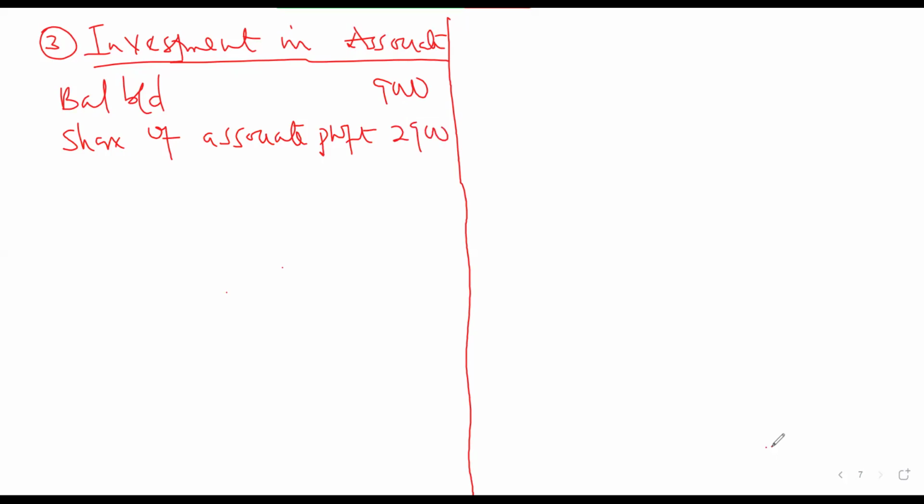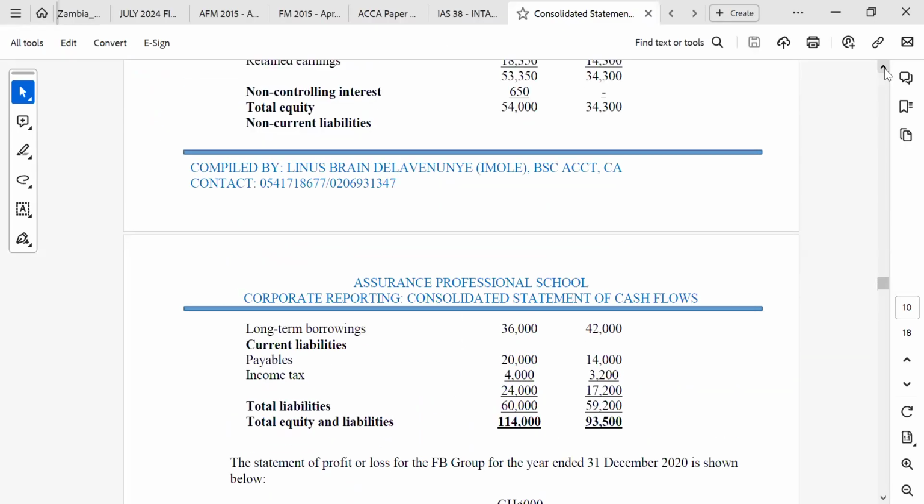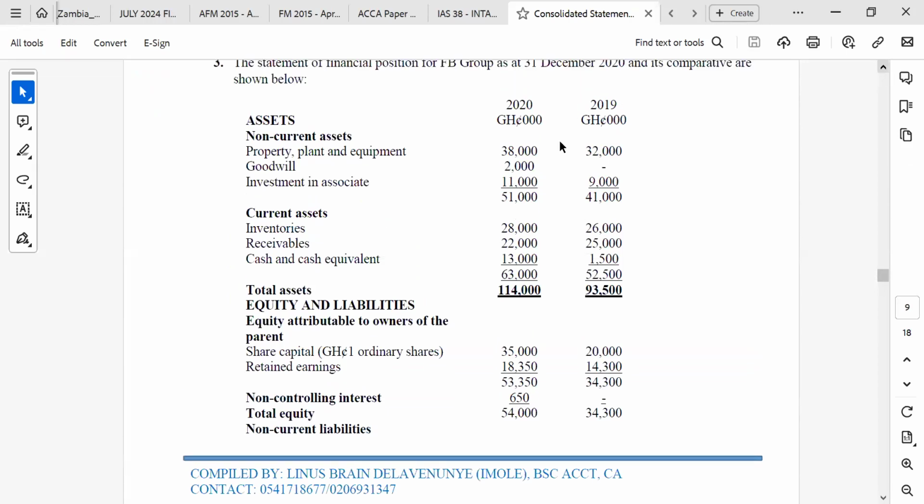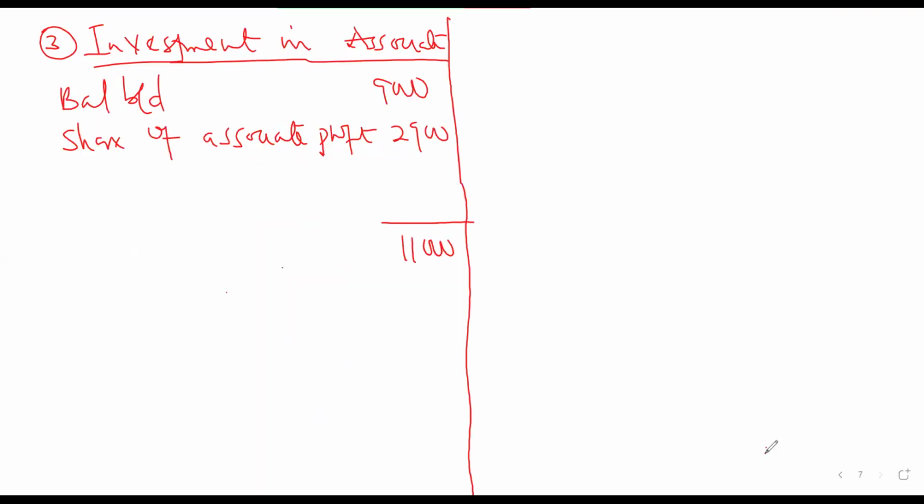What is the closing balance given to us? You go to your statement of financial position. What is the closing balance? Your closing balance is 11,000. But what is supposed to be your balance in the investment in associates? It is supposed to be 11,900. So why is it now 11,000?